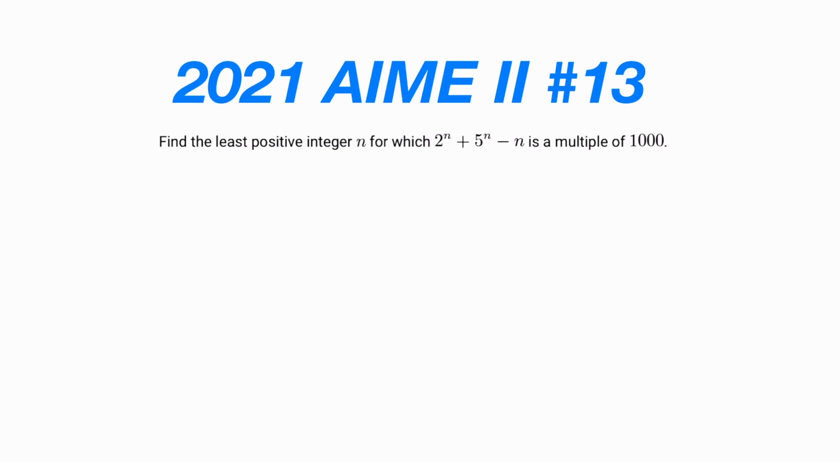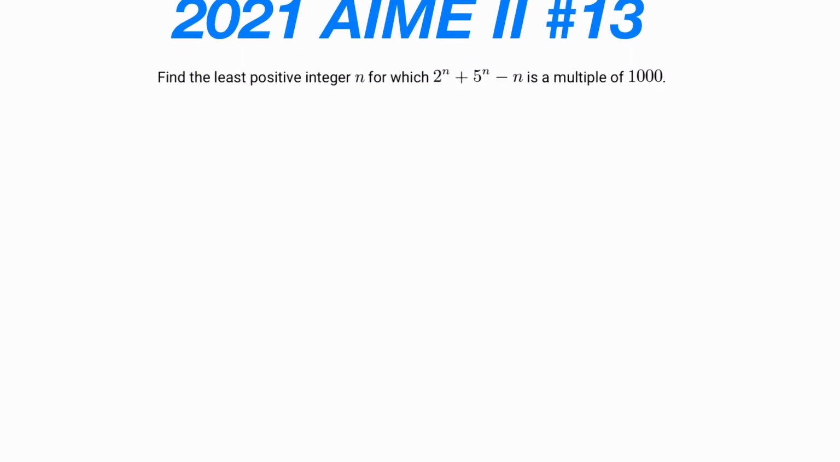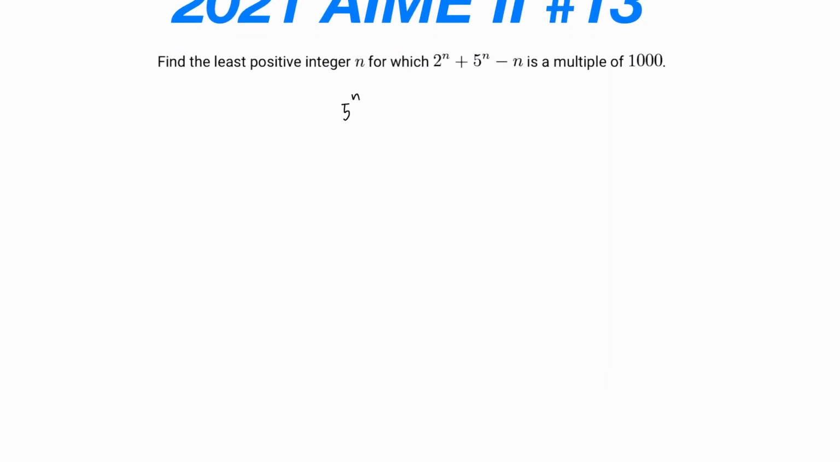So, when we see this short of a problem statement, what would we do? 2^n + 5^n. Okay, let's tackle the 5^n first. Let's list out 5^n. We start with 5, 25, 125, 625, and then go back to 125, 625. So it alternates between 125 and 625 after a while, so we really don't have to worry about the 5^n that much.